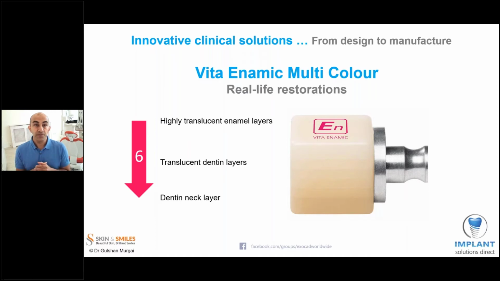And actually what you can do is just go ahead and pick up the same matching block, put it in your milling machine, push a button, and design and mill exactly the same restoration again to replace it without the patient having extra time, cost, and risk of replacing multiple restorations.